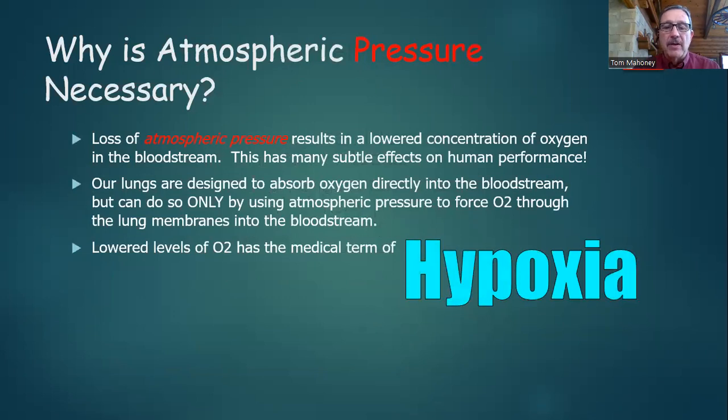Why is atmospheric pressure necessary? Well, the loss of atmospheric pressure results in a lower concentration of oxygen in the bloodstream. This has many subtle effects on human performance. Our lungs are designed to absorb oxygen directly into the bloodstream, but can only do so by using atmospheric pressure to literally force the oxygen into the lung membranes and then have the oxygen carried into the bloodstream. So if we have no atmospheric pressure, it doesn't matter how much we suck in, the membranes in the lungs can't absorb the oxygen and place it into the bloodstream.